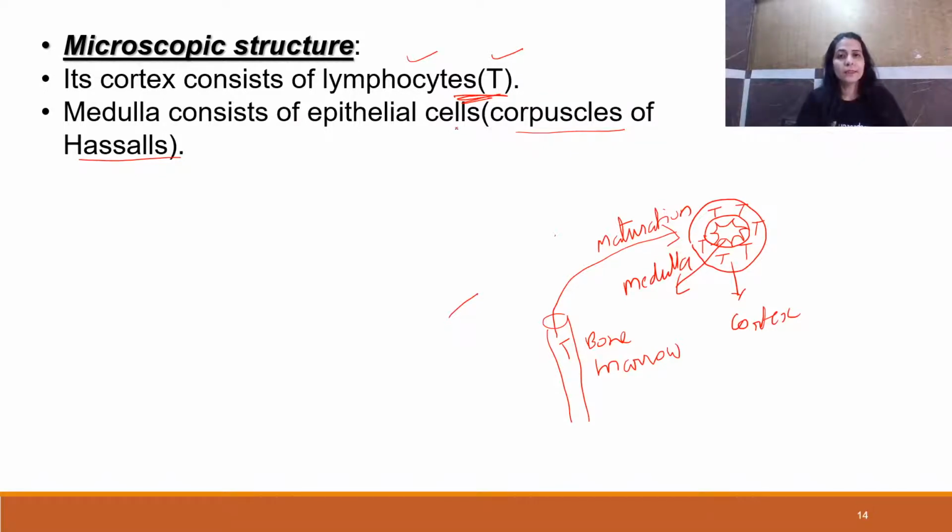Okay, so medulla consists of epithelial cells. They are known as corpuscles of Hassall. So these cells are known as corpuscles of Hassall. Is that okay? Shall we move ahead?